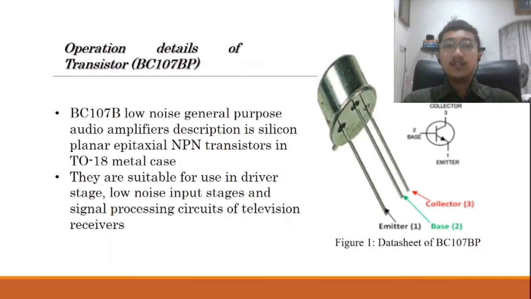The operation detail of transistor BC107BP. BC107BP is a low noise general purpose audio amplifier, described as a silicon planar epitaxial NPN transistor in a TO18 metal case. They are also suitable for use in driver stages, low noise input stages, and signal processing circuits of television receivers. The figure shows the datasheet of BC107BP. The first leg is the emitter, second leg is base, third leg is collector. That's all from me. Thank you.